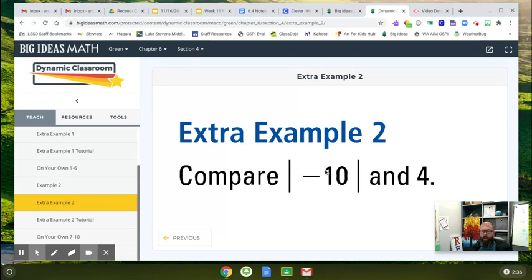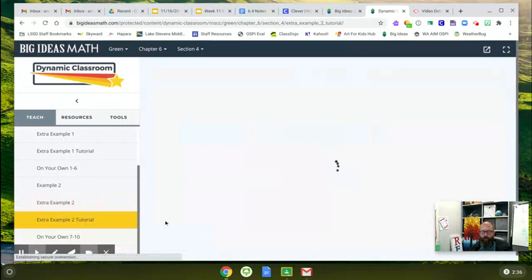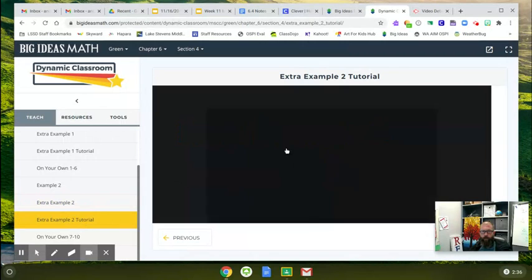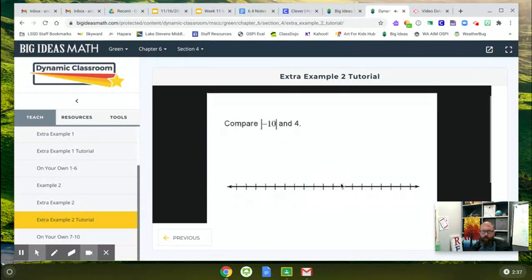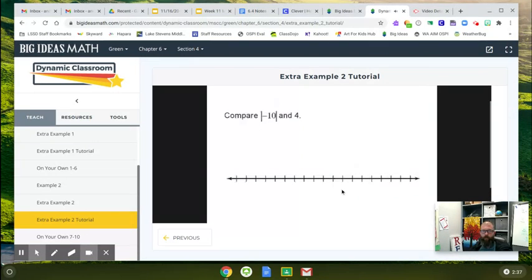Compare, which means is it greater or less than, absolute value of -10 and 4. To compare two numbers, we need to graph them on a number line. The number farthest to the right is greater. Before we can label the number line, let's find the absolute value of -10. The absolute value means the distance from 0. -10 is 10 units from 0, so the absolute value of -10 is 10.